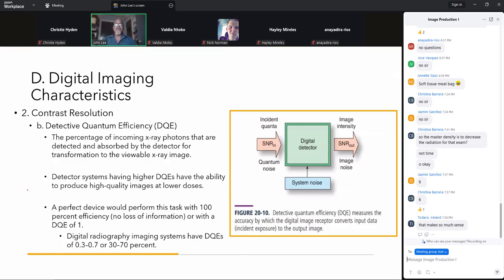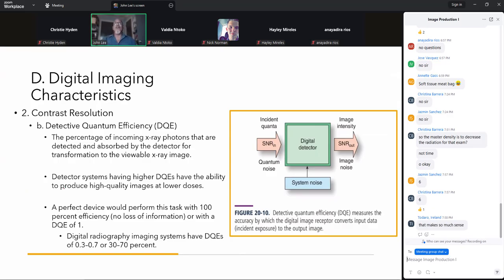DQE, again, is detective quantum efficiency. This is the percentage of incoming X-ray photons that are detected and absorbed by the detector for use in generation of our image. A detector system, an imaging system, that has a high DQE requires less radiation than another system with a low DQE. The perfect device would have a DQE of 1. That means all of the radiation that comes out of the patient, we would use all of it to generate our images because it detects all of it.